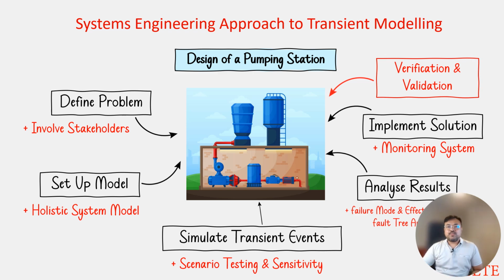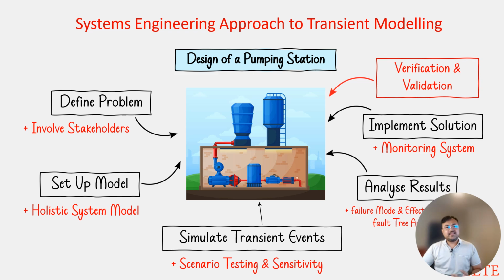Now, let's explore how the systems engineering approach can solve many of the problems we've just discussed. Systems engineering is a structured methodology that focuses on viewing the system as a whole. I have highlighted in red the improvements that we can incorporate or integrate into our traditional approach. First, in systems engineering, the first step is clearly defining the problem while involving all relevant stakeholders. It could be engineers, operators, regulatory bodies, and even the community. This helps ensure that all the requirements of the system are well understood from the start.